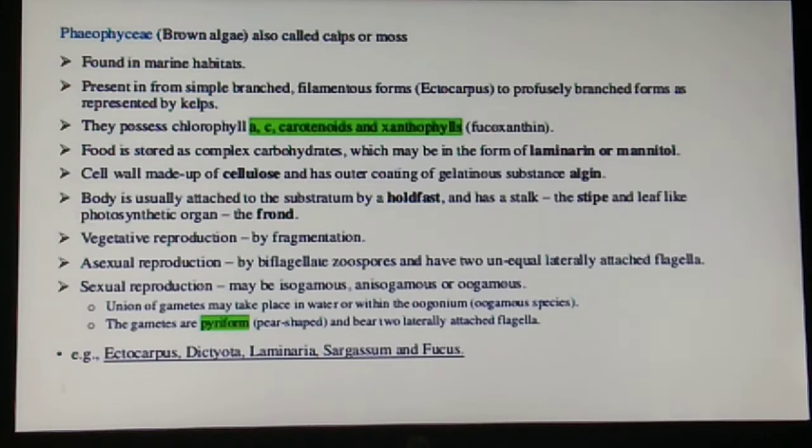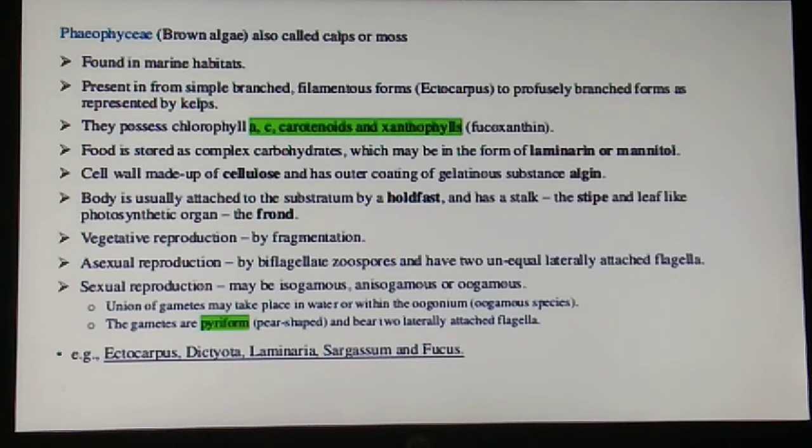Now similarly, students, we will be discussing their reproduction. We have discussed which kind of chlorophyll they possess, which kind of habitat they have, and which kind of substance their cell wall is made up of. Now coming on to their reproduction. If they are reproducing vegetatively, that is done by the process that is known as fragmentation. If they are reproducing asexually, they can reproduce by biflagellate zoospores.